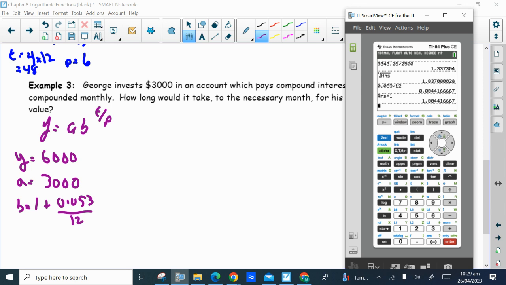Your money is growing, so you have 100% of what you had plus 0.00441666, repeating, more every month. So it'll be 1.0044. I'll write it down as a rounded value, but we'll keep that number in our calculator.